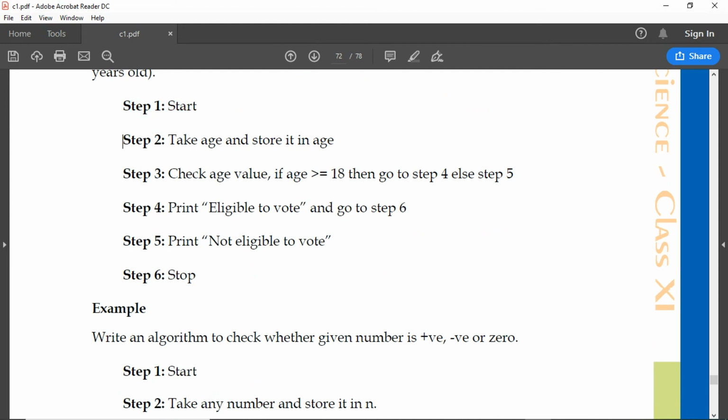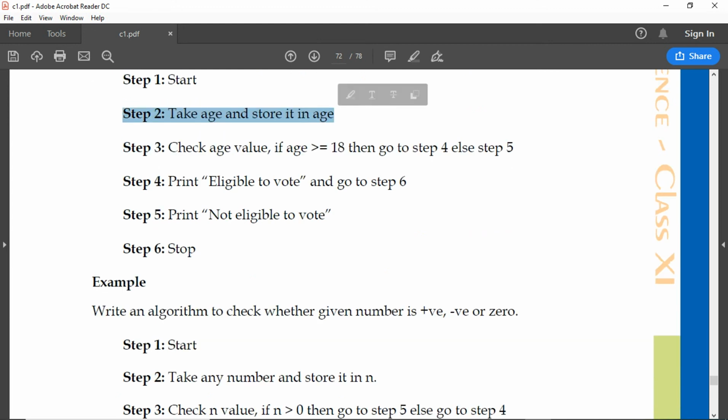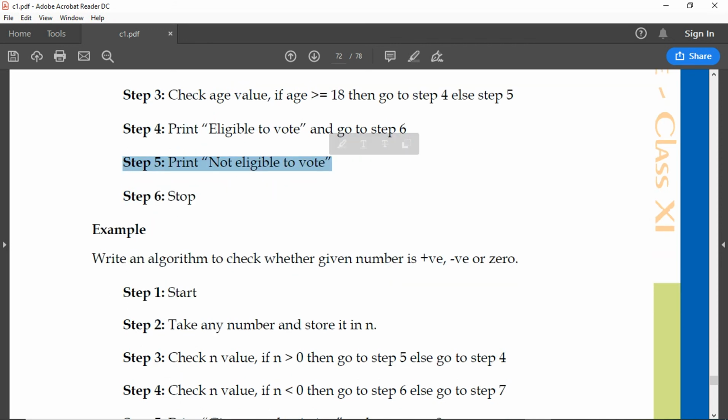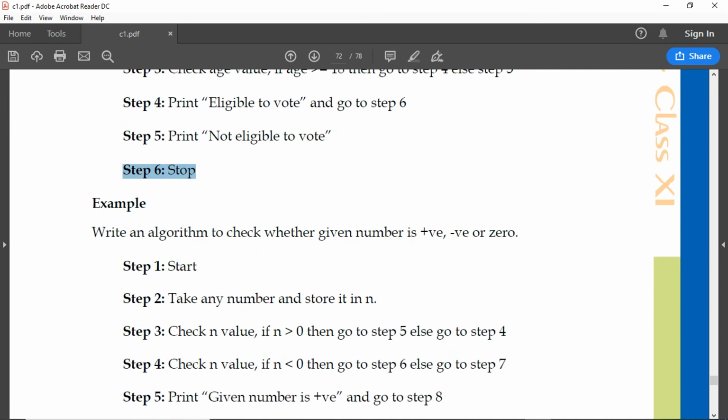Step 1, start. Step 2, take age and store it in age. Step 3, check age value. If age is greater than or equal to 18, then go to step 4, else step 5. Step 4, print eligible to vote and go to step 6. Step 5, print not eligible to vote. Step 6, stop.